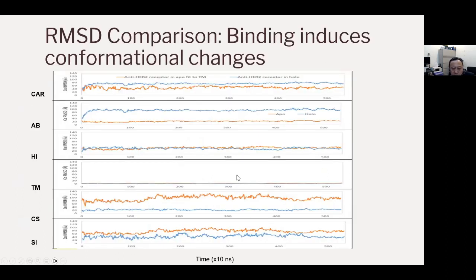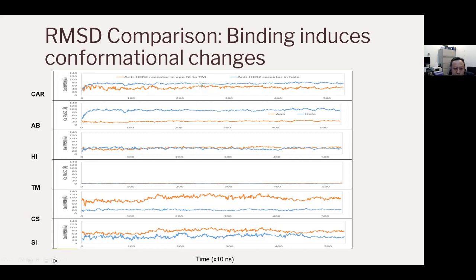Here's a more detailed analysis. We use the root mean square deviation, which characterizes conformational change. Here we have the two systems: the APO system, which is this yellow color, and the blue color for the holo system. You just need to notice the values are different, which basically means we started with exactly the same conformation, but after binding with the antigen, you see the conformation change. So this is binding-induced conformational change.